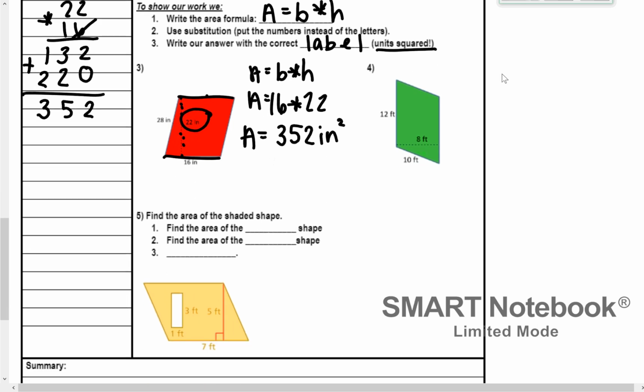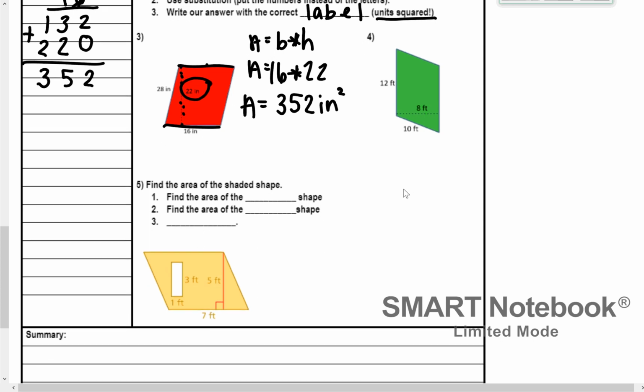If you're feeling like you got the hang of this, I want you to pause the video, try number 4 on your own, and then resume the video to check and to do the last example together. So for number 4, we have to show our work. So the very first thing we're going to do is write our area equals base times height. Remember, you should only be watching this if you already tried to do it on your own.